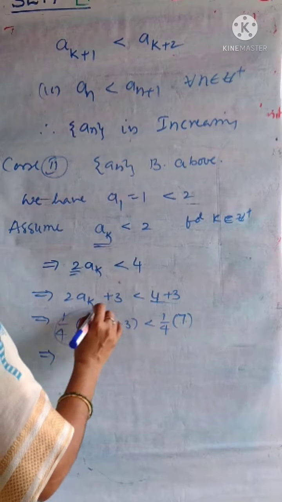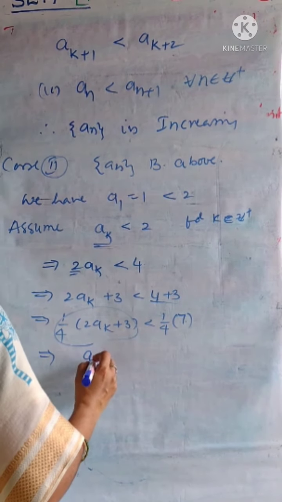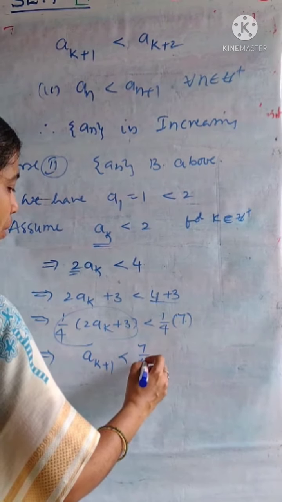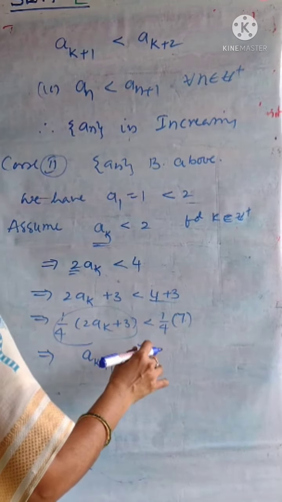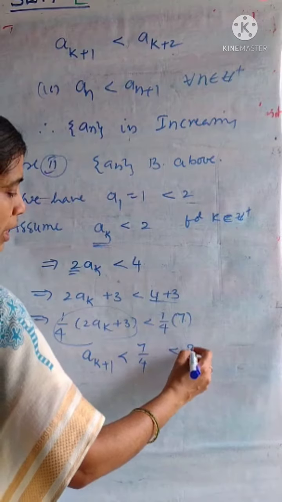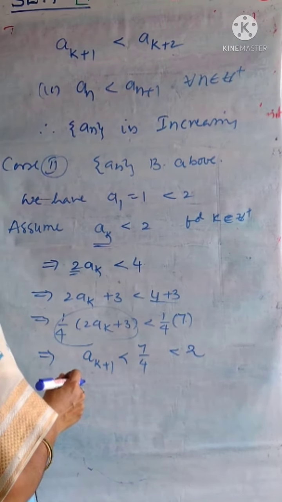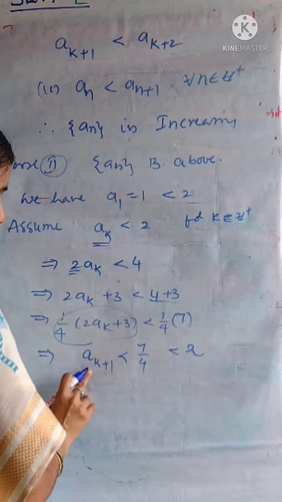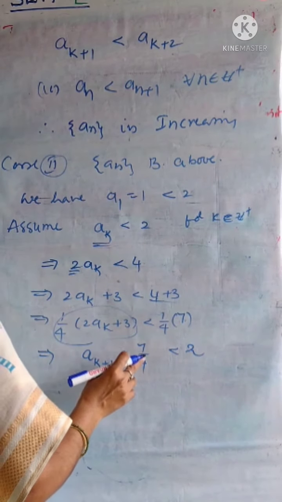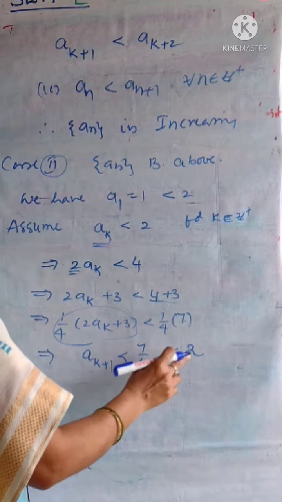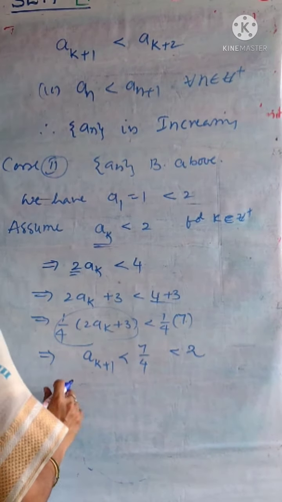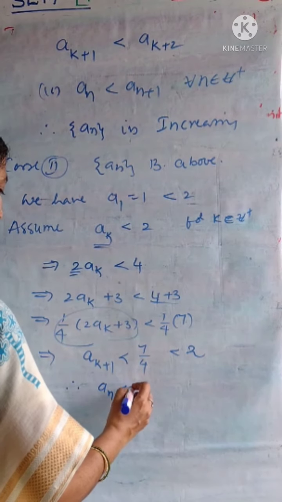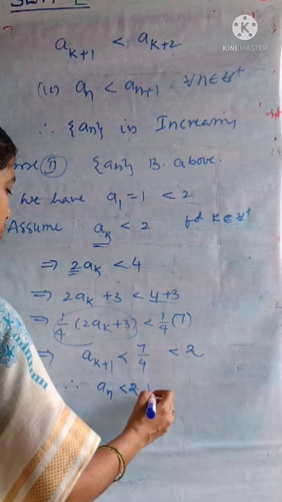That means, what is this value from the given sequence notation? This is a(k+1). a(k+1) is now less than 7 by 4. 7 by 4 means 1 point something. Obviously, it is less than 2. Now, observe that when we assumed the kth term is less than 2, we proved here the next consecutive term is also less than 2. This being true for all terms by the method of induction, all terms of the sequence are less than 2.